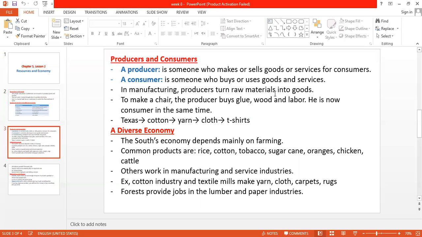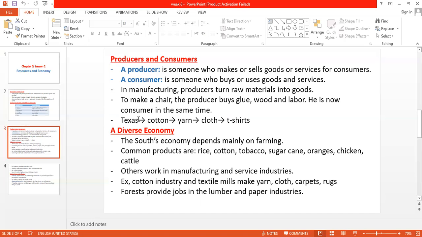Producers turn the raw material into goods. How? For example, if your father has a factory to make chairs, what does your father need to make a chair? Your father is a producer. He needs glue, he needs wood, he needs workers, okay? And I told you that he is a consumer at the same time, because he uses the chairs that he made, and he uses other goods he didn't make at his factory.